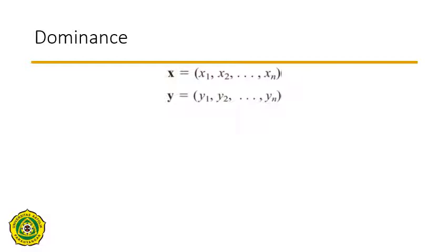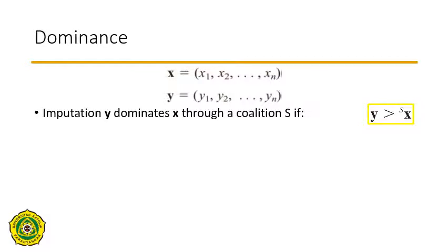Given two imputations, x and y, we say that imputation y dominates x through a coalition S. So this is the notation. Y greater than x, with a small s there, means that y dominates x through the coalition S if these conditions apply.